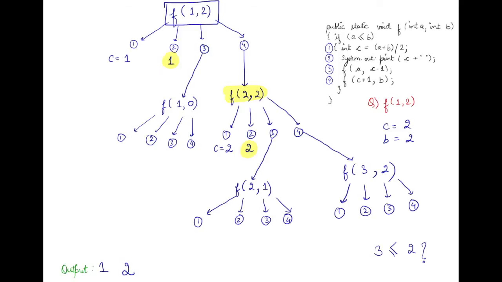That means we are done with our question and we know the answers. And the output we got from here are 1 and 2. And there's going to be a space between 1 and 2 because that is what we have in our function, because it says system.out.print c plus and there's a space.